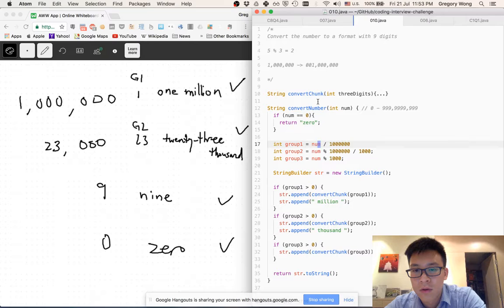Yeah, I think if we had more time, I would ask you to implement convert chunk. Okay. But I think you can take a look at that at your leisure. It's good that you used a string builder. And yeah, overall, I think it's solid. All right. Thanks, Sean. Yep.